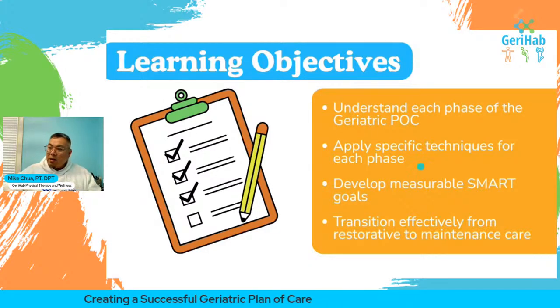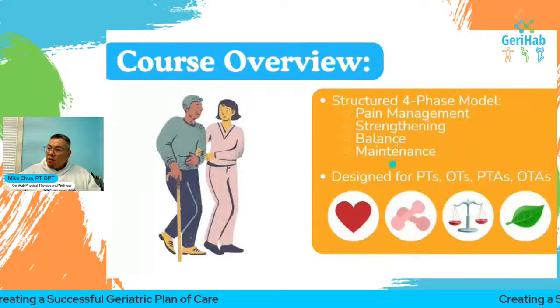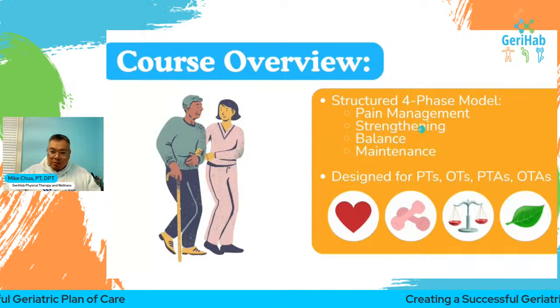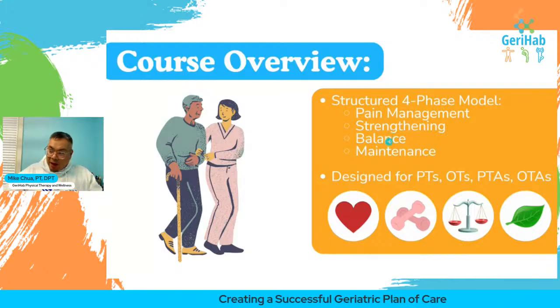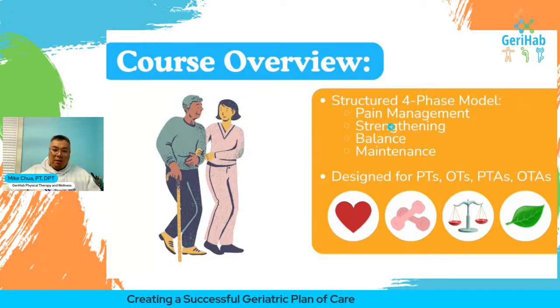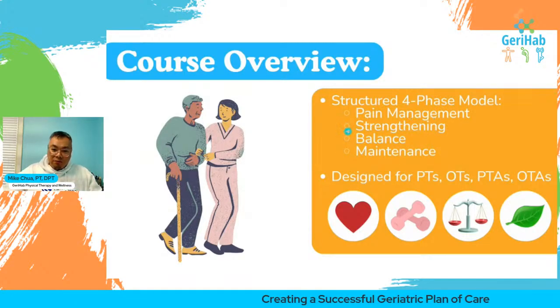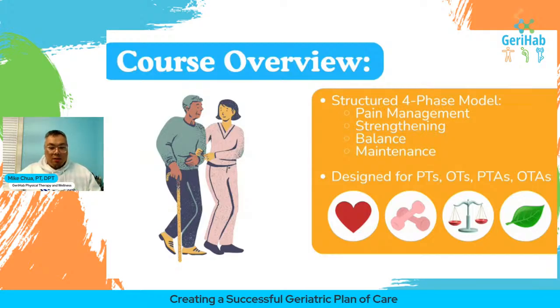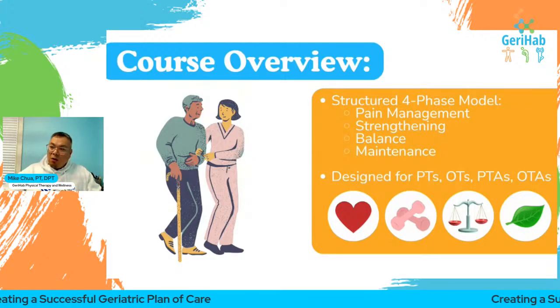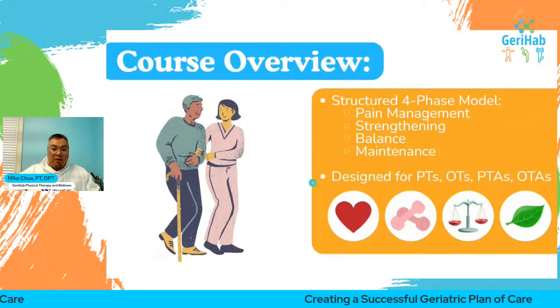Let me go back again to those phases. We cannot strengthen the patient right over here if they're still hurting, and we can't improve their balance if they're still weak. How can they stand up and improve their balance if they don't have enough strength? And of course, how can we maintain them if we didn't address the pain management, the strengthening and balance, and if they haven't reached their full functional potential? Once they reach their full functional potential, then we can keep them under the maintenance program.